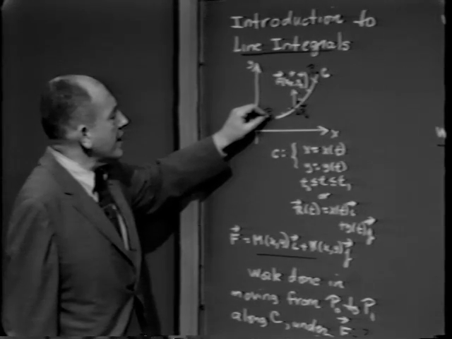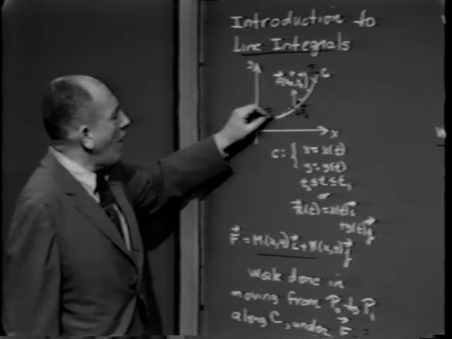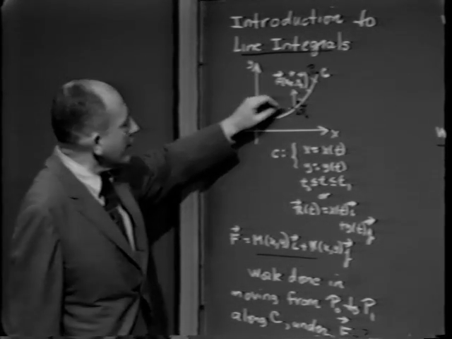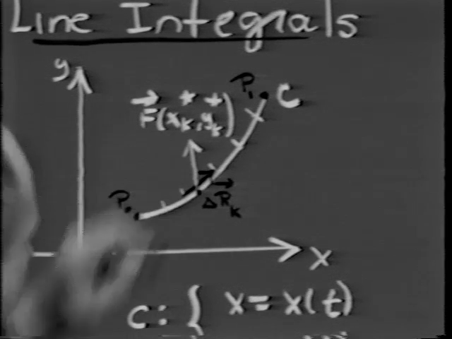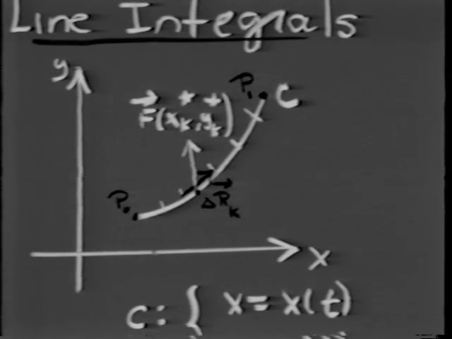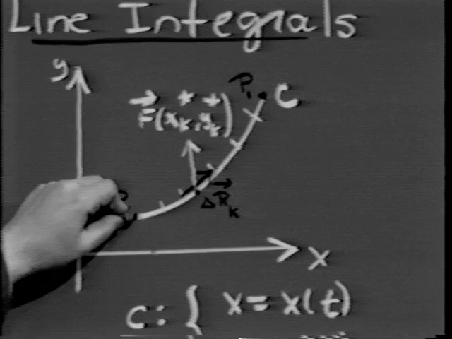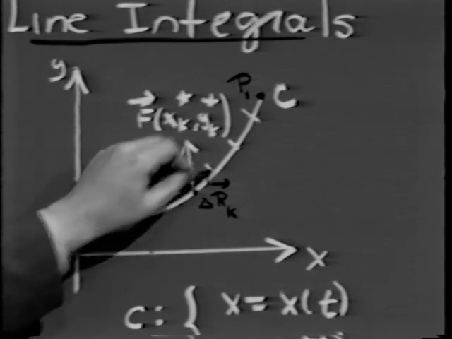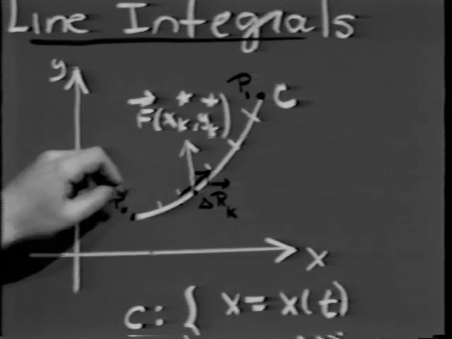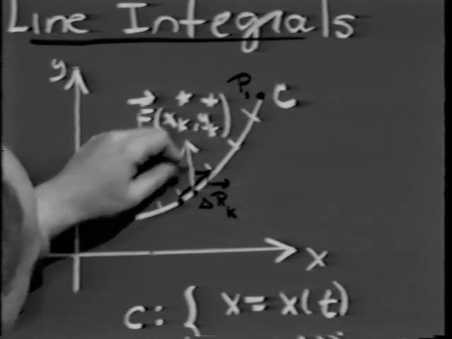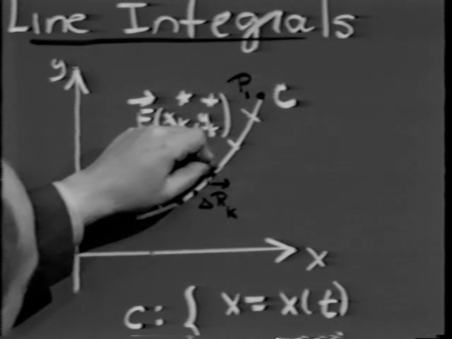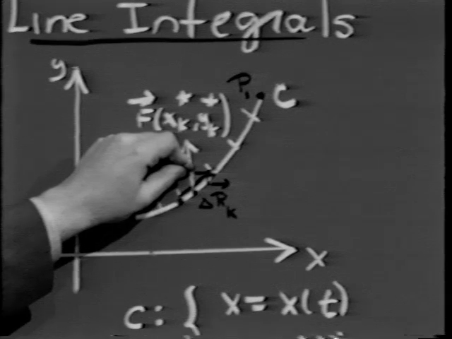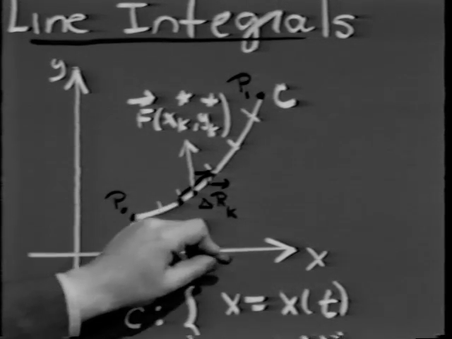Now, the thing is, we already know how to solve work problems if the displacement takes place along a straight line. So what we do is the following. We take the curve C and we subdivide it into increments. We break the thing up. What we do is we look at the kth increment and join the two endpoints of that increment by a straight line, a vector, which we'll call delta r sub k.